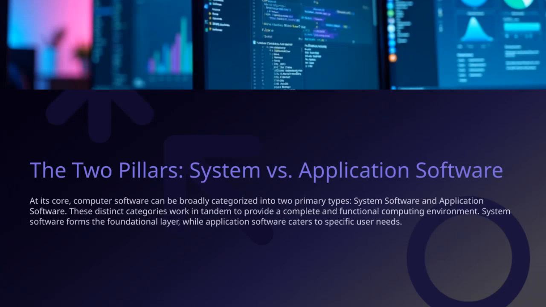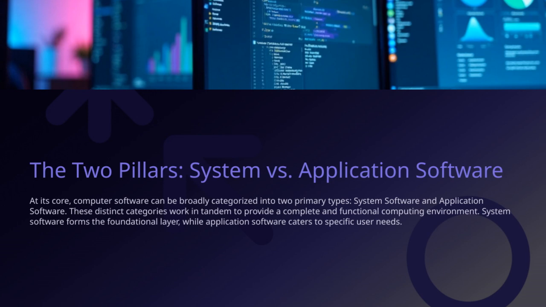So, at its core, computer software can be broadly divided into two main categories: system software and application software. These two types of software are actually designed to work together, creating a complete and functional computing environment. Think of system software as the foundation of a building. It provides the essential infrastructure that allows everything else to run smoothly. On the other hand, application software is what directly serves the user's needs, like word processors, web browsers, or games.